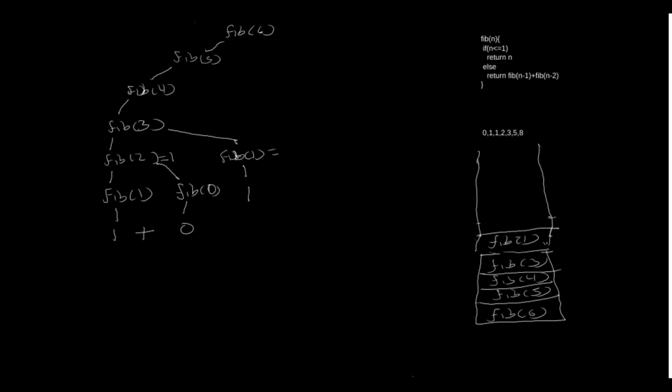So here, this one here is 1, and this here is 1. So we have 1. Now we're going to pop 1 off.